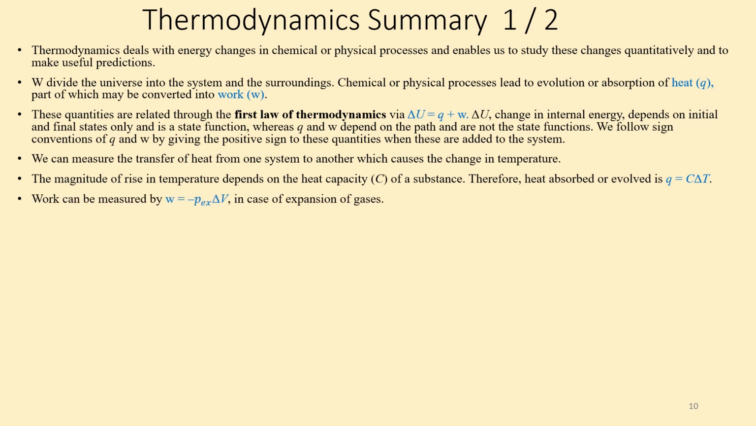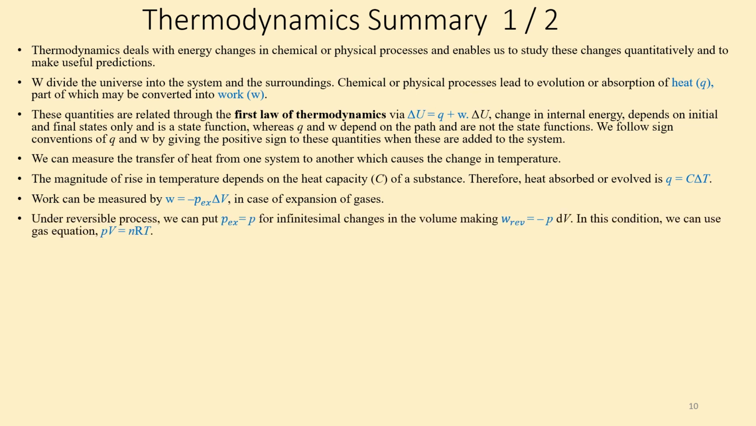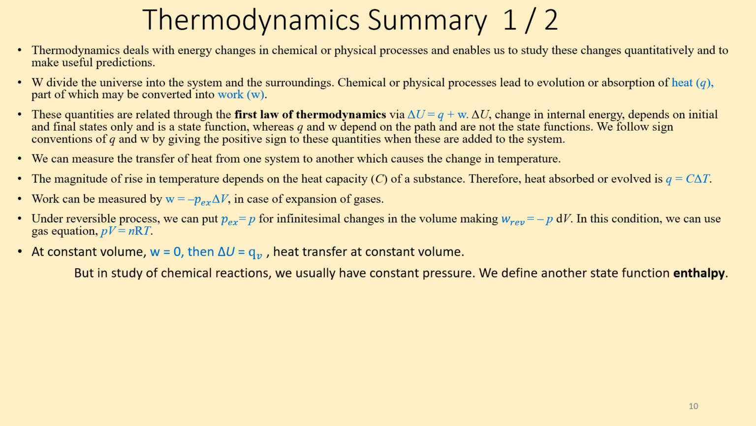Work can be measured by W is equal to minus P external into delta V in case of expansion of gases. Under a reversible process, we can put P external equal to P for infinitesimal changes in volume, making W reversible equal to minus P dV. In this condition, we can use the gas equation PV is equal to nRT. At constant volume, W is equal to 0. Then delta U is equal to QV, that is the heat transfer at constant volume.